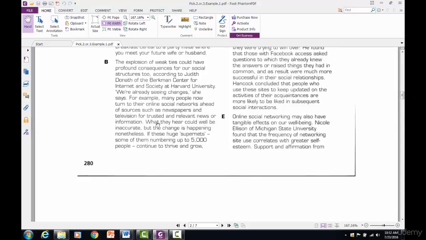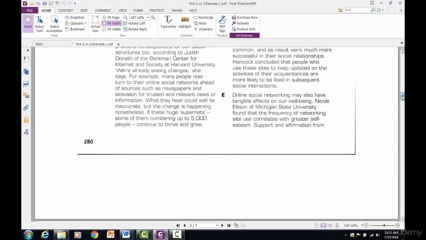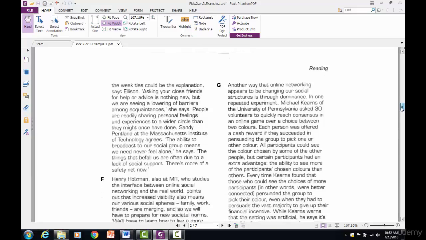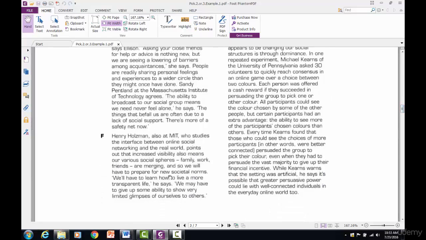All right, and so here it also talks about how what people hear in the social networks could well be inaccurate. All right, so those are two negative things that I had seen when I was going through it right here. You see where the hand is. What they hear can be inaccurate, but the change is happening nonetheless. That's negative. And down here in paragraph F, where people are talking about learning how to live a more transparent life and giving up the ability to show very limited glimpses of ourselves.